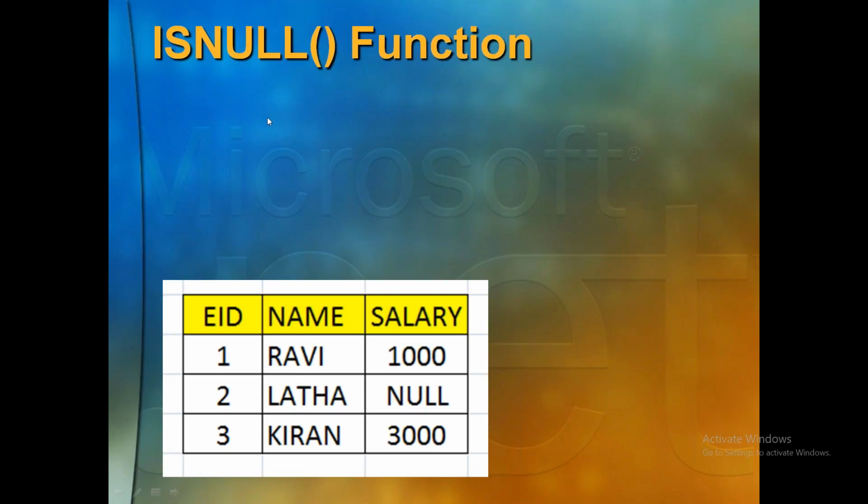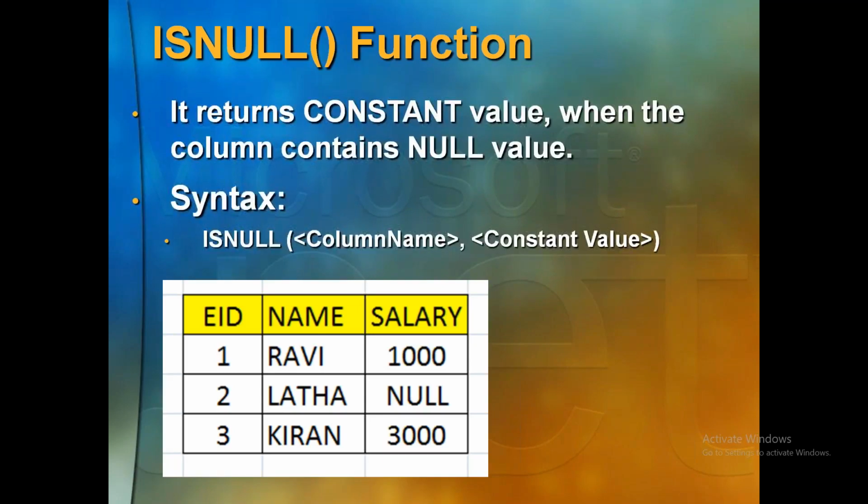It is going to be performing... Function means a program which is going to be doing some action for you. What is that? Let us understand. It returns a constant value when the column contains a null value. So the ISNULL function syntax is the column name, then the constant value you want to have.